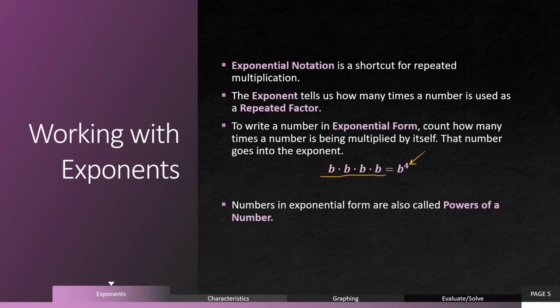It is common to use the letter B to represent that repeated factor, and it is called the base. Numbers in exponential form are also called powers of a number. So this is the fourth power of B.